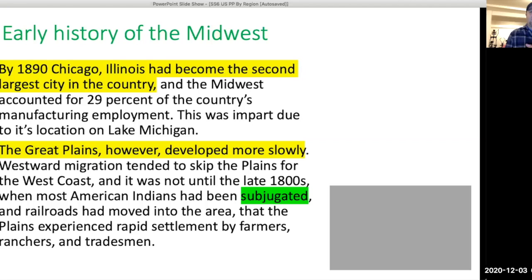Okay, so once that railroad had been established, once we had the Homestead Act, people were able to move westward. They had the means to do it. They could do it more quickly with the railroad. It made sense for them to move westward. That's when the plains really began to develop. Okay, and a lot of that was agriculture, farming, and ranching.